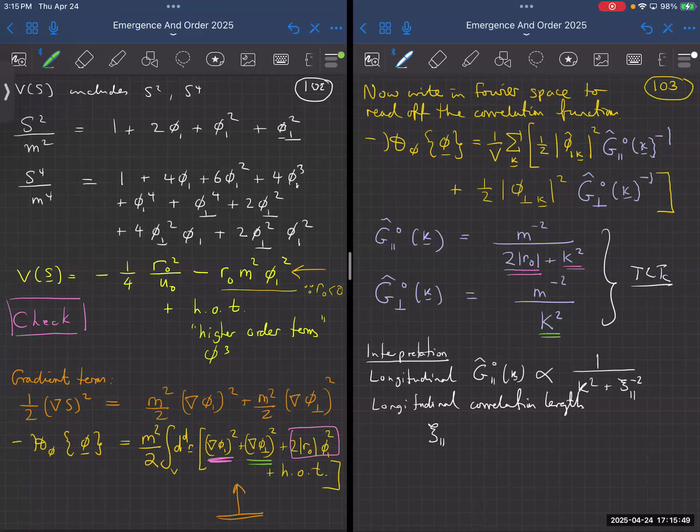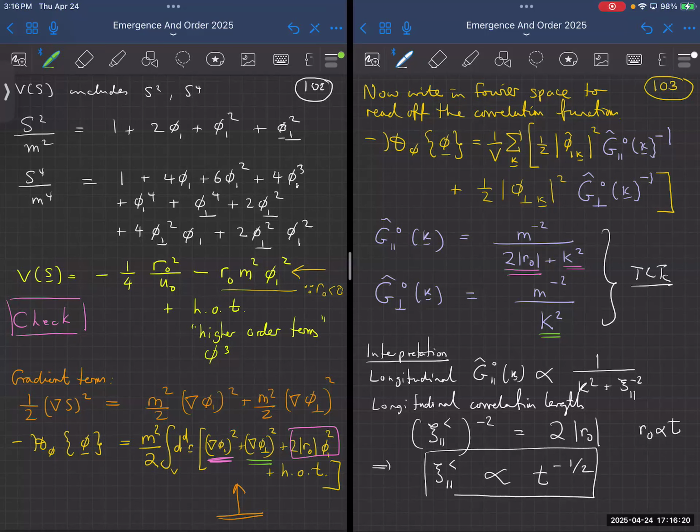So I'll call it psi parallel, and this is below TC, so I'm going to call it like that. This thing, the minus 2, is equal to 2 r naught. And remember, r naught is proportional to t, which is (T minus TC) over TC. So what this tells us is that I've got a longitudinal correlation length below TC, which is proportional to t to the minus 1/2. So that's the first result that we've obtained.